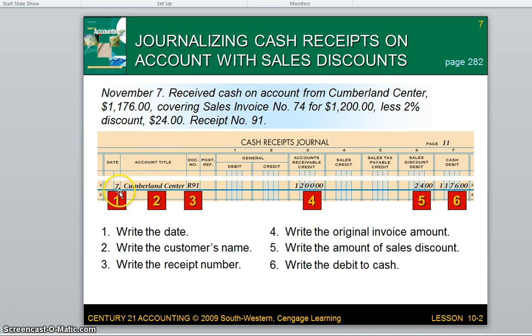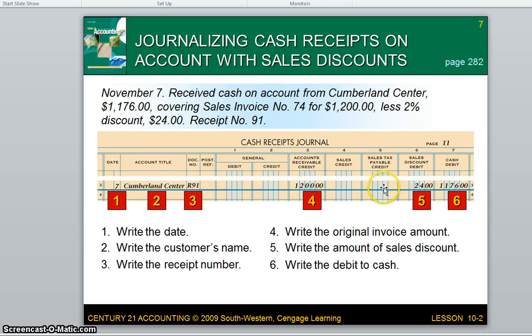So to record this: the date, the name of the company that's paying us, the receipt number 91, the original amount that they owed us was the $1,200. This is their original bill, but we're giving them a discount of 2%, which is $24, 0.02 times 1,200. Maybe we want them to pay us early, so we're giving them a discount to do that. And then the total cash we're bringing in is the $1,176. Original sale minus the discount we're giving them, they're paying us $1,176.